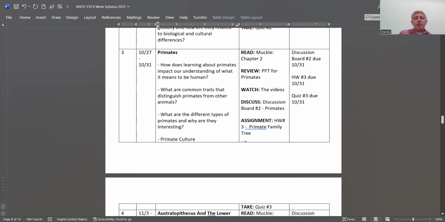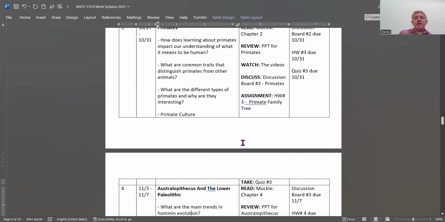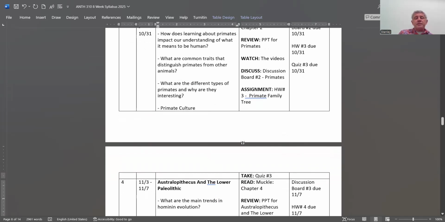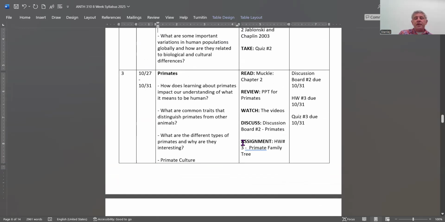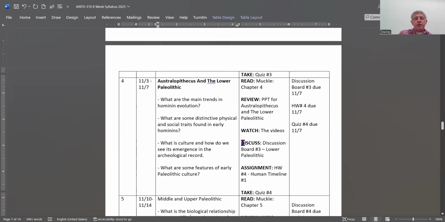Week number 3 is primates. We'll ask questions like, how does learning about primates impact our understanding of what it means to be human? What are some common traits that distinguish primates from other animals? What are some different types of primates and why are they interesting? And what is primate culture? For week 3, you're going to have discussion board number 2, homework number 3, and quiz number 3, all due on the 31st of October.